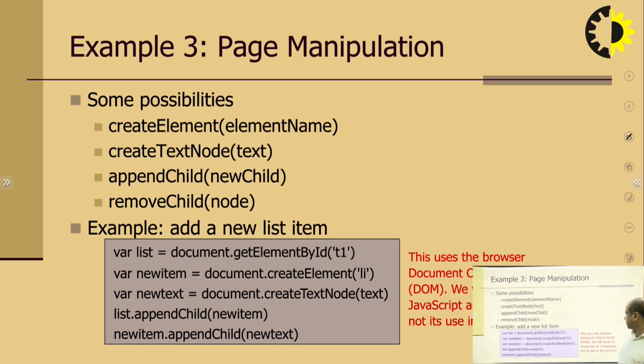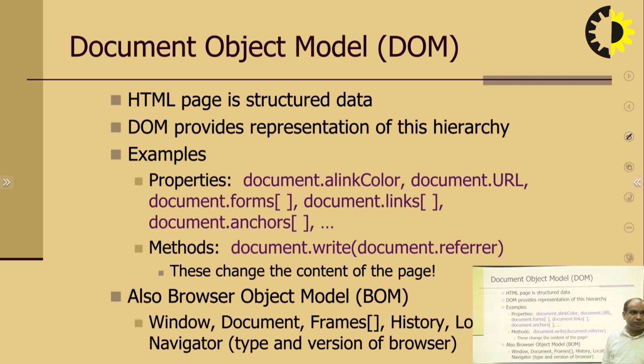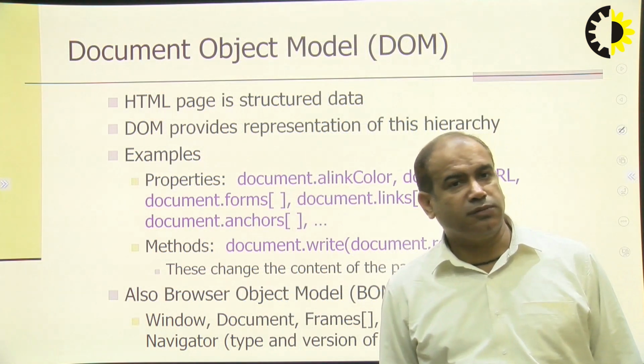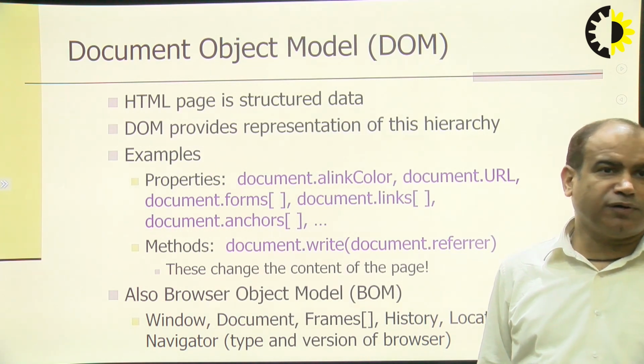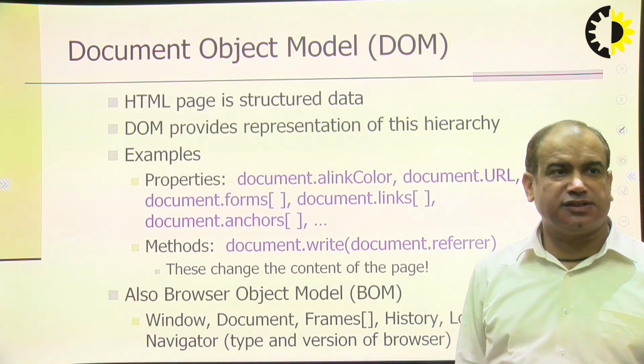So this uses the browser document object model. We focus on the JavaScript language, not its use in the browser. I earlier told you we will use the DOM here two times. The DOM is basically the HTML page as structured data, so the DOM provides a representation of this hierarchy.